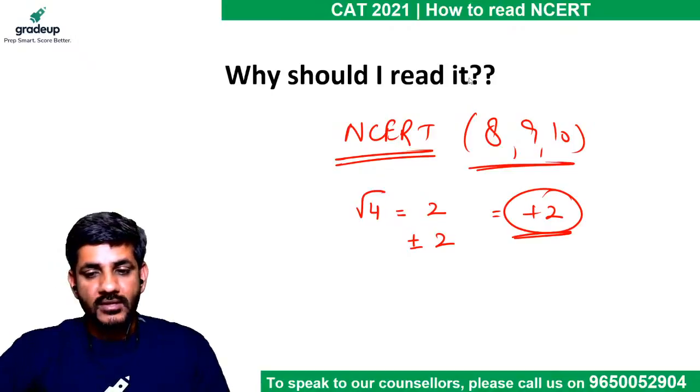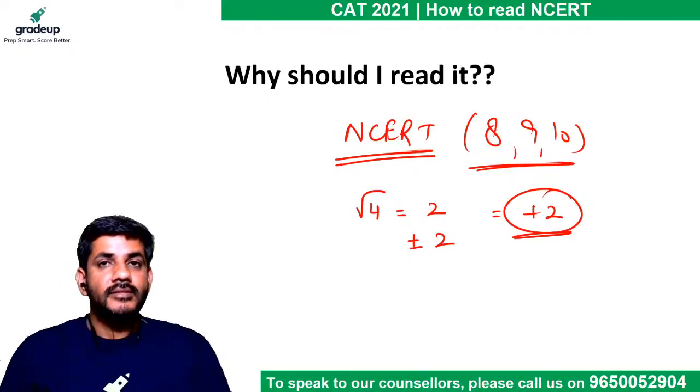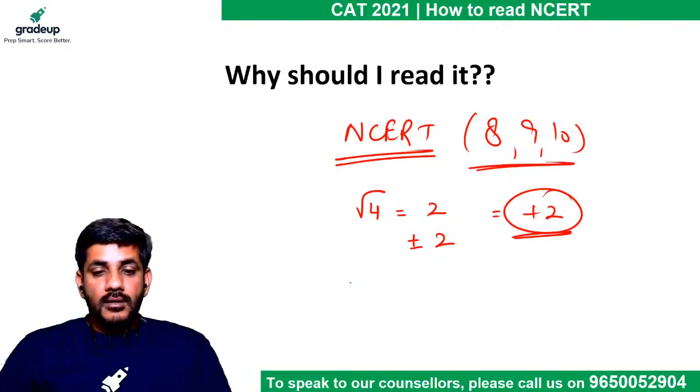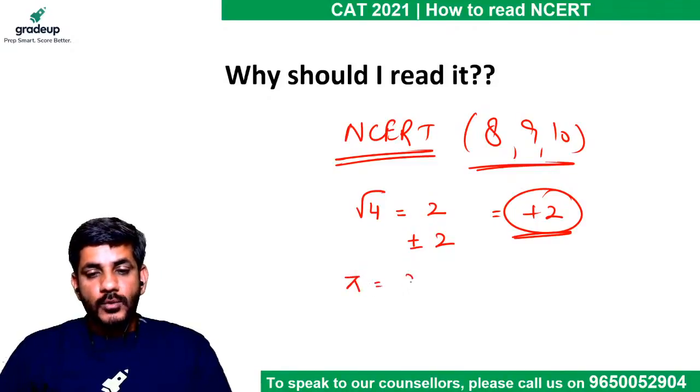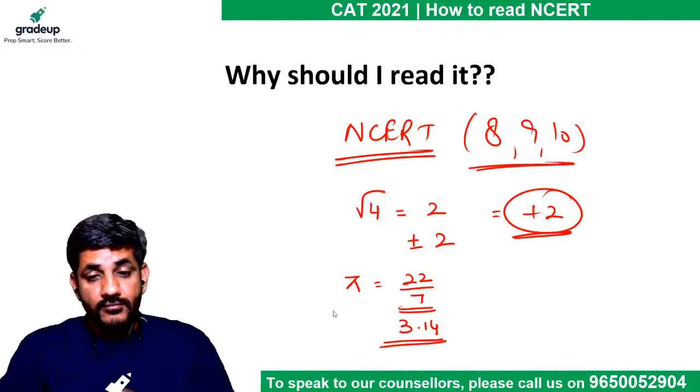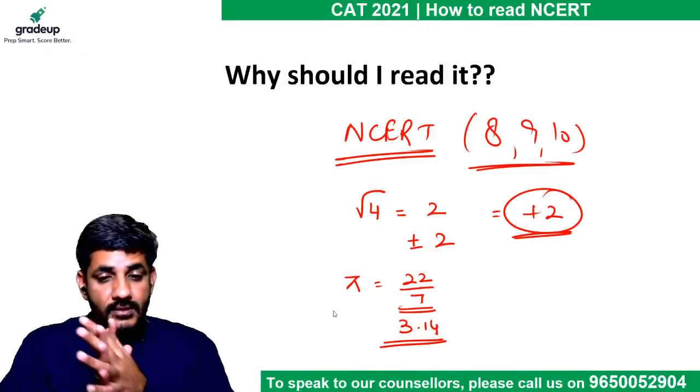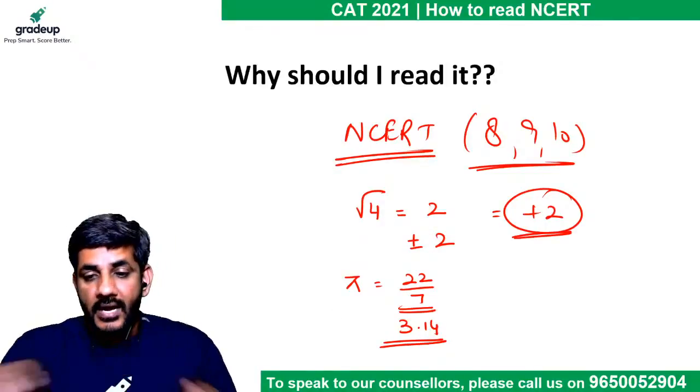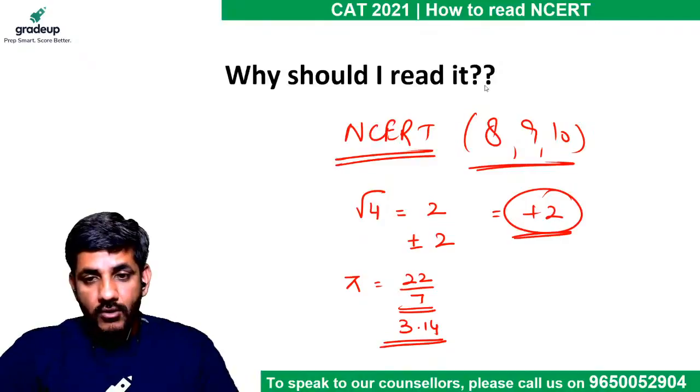Okay, let me ask you another question. एक और पूछता हूं मैं आपसे. What is pi? It is 22/7 or it is 3.14. Let me see who all answer it correctly.